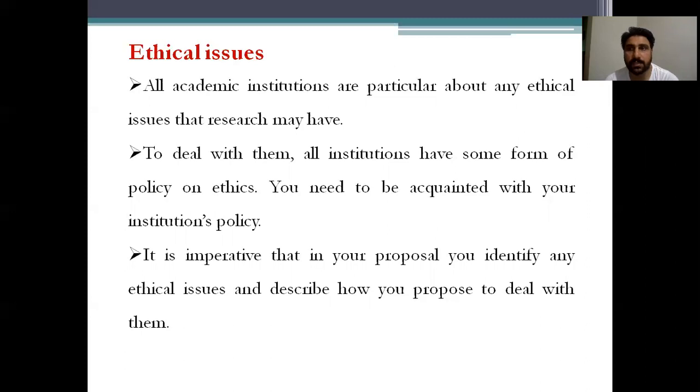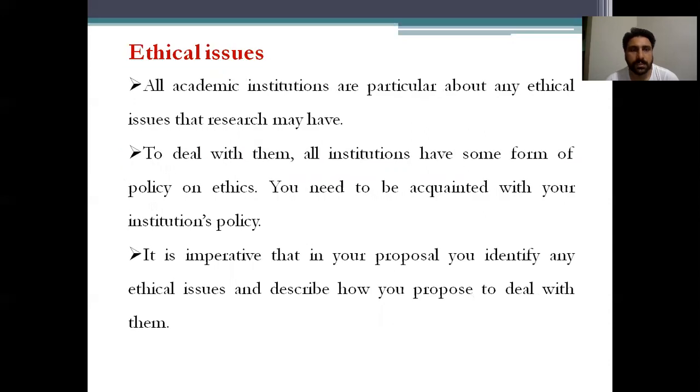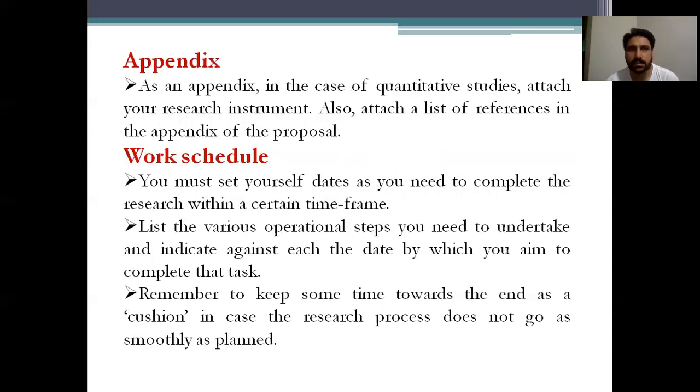That's very important, and you need to get approval from the ethical review committee if your research involves ethical issues. It is imperative that in your proposal you identify any ethical issues and describe how you propose to deal with them. After all these things, the methodology section, you go to write down your bibliography.